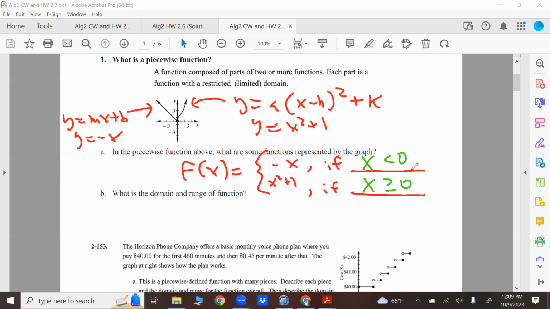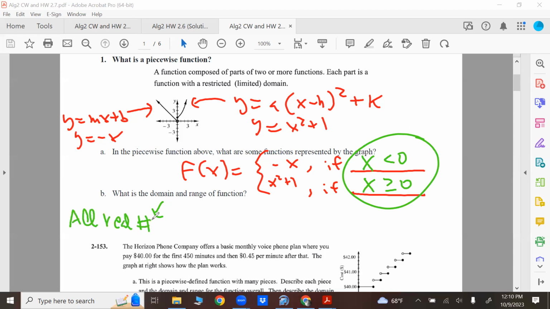So the domain is going to be all real numbers. Because duh, look at it. There's no x value that's excluded. All real numbers is my domain. Plus, look at that too. I'm not leaving out any x values. So that's all real numbers.